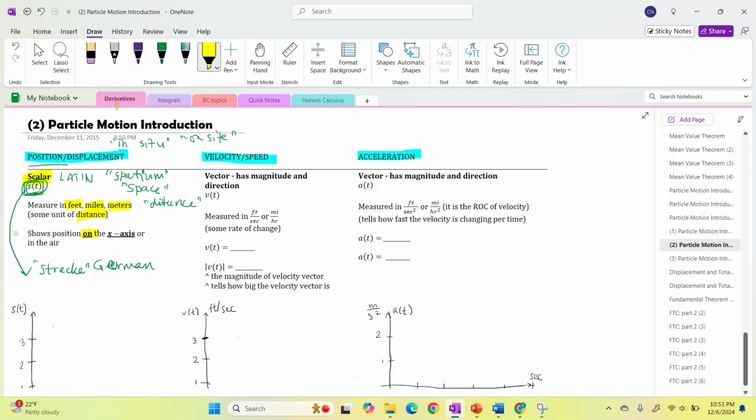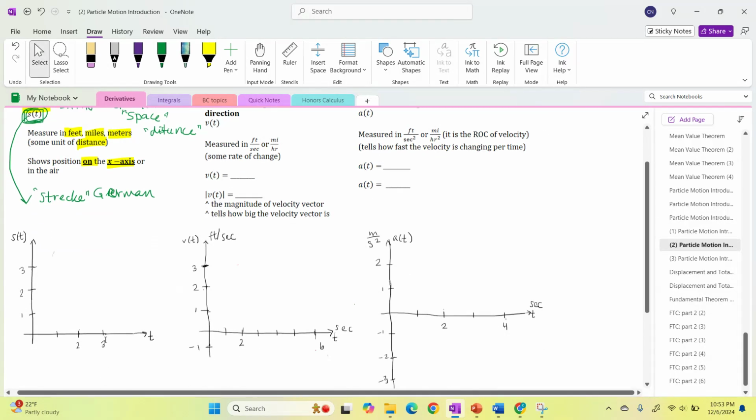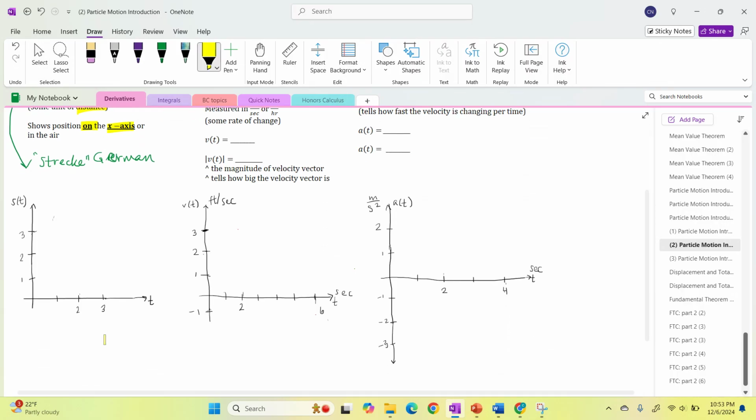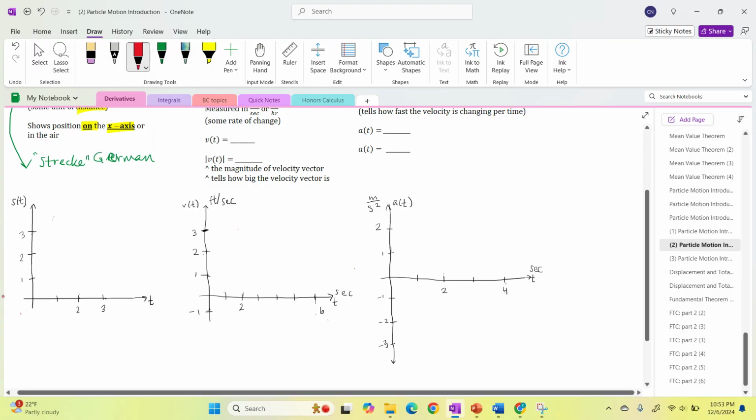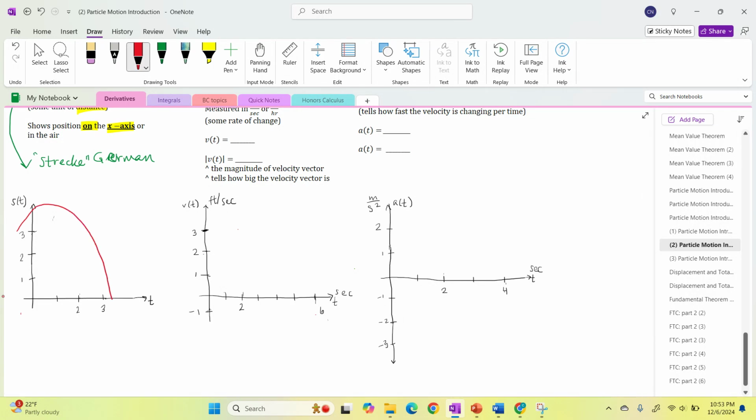And it's going to be your position on the x-axis or even in the air, depending on if you're going up and down. So let me do a little sketch here and make sure you're good on reading a distance or position graph. Okay, so draw yourself a little grid up to 3 and draw something that looks remotely like this. Remember, this graph is not the path of the particle.